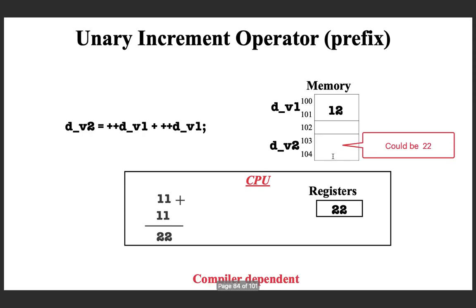Okay, this is again compiler dependent. It may happen that only one increment is happening before the execution of the RHS. In that case, maybe 11 and 11 will be added together to get 22, and in that case you will get 22 as the result. And in both the cases, anyway, the first variable will get the value 12. So this is again compiler dependent.